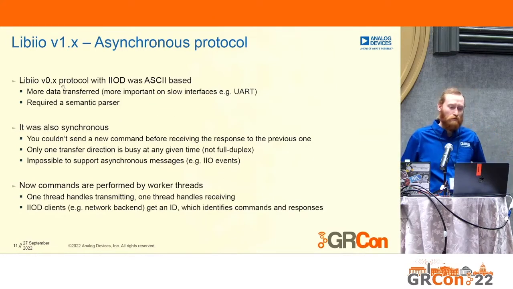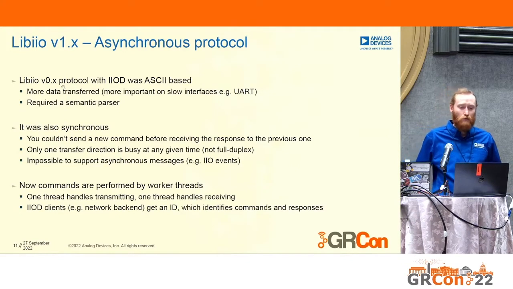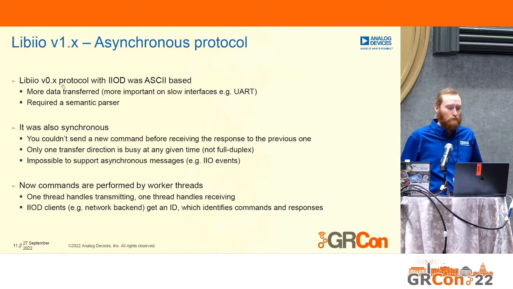The major change, though, with Libiio version 1 is the asynchronous protocol between the IIOD server and Libiio. In version 0.24 and older, the protocol was synchronous and ASCII-based. ASCII-based means that there was quite a lot of data that was transferred that was not samples, just command names and things like that. And it was also complex because it required a semantic parser. It was also synchronous, which means that you couldn't send a new command to the IIOD server before reading the response of the previous command.